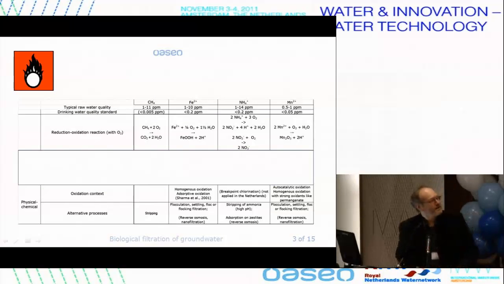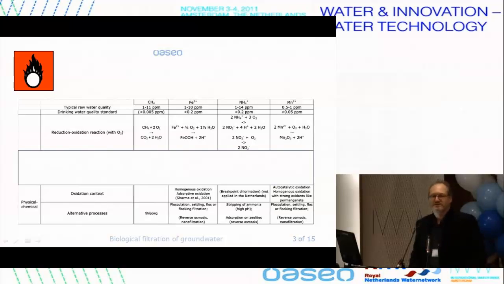I must excuse myself for this slide because you cannot read it, so I will talk you through it. I wasn't able to change it, I didn't have time for it, but I mention here the four macro groundwater compounds: methane, iron, ammonium and manganese, with the concentrations we find at the drinking water company of Oasen. That is up to over 10 ppm for methane, iron and ammonium, and 1 ppm for manganese.